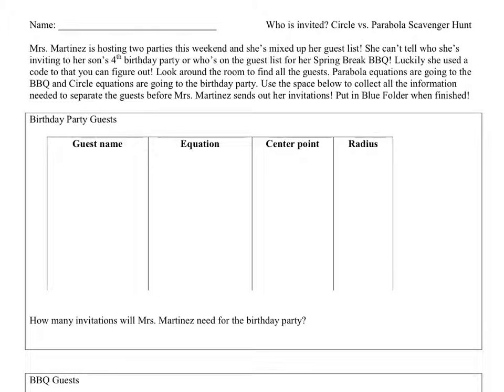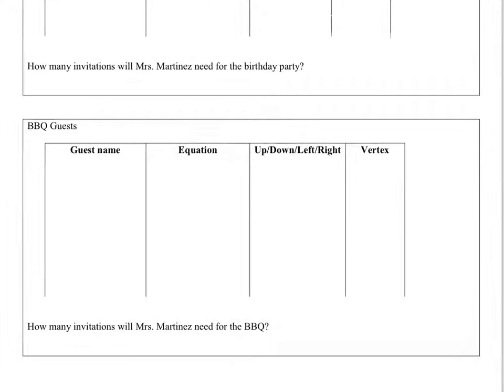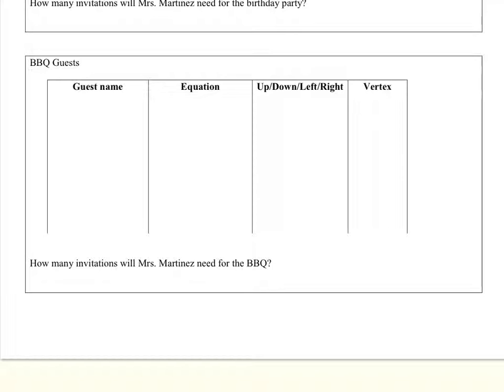So let's take a look at what your paper looks like. You have a section here to collect the birthday party guests, and birthday party guests are circles. So you may want to write circles here. So you're going to collect circles here. Okay, let's move down. And then the bottom section is about barbecue guests. So this is where your parabola equations are going to go. Okay, and there's something you need to find for each one.